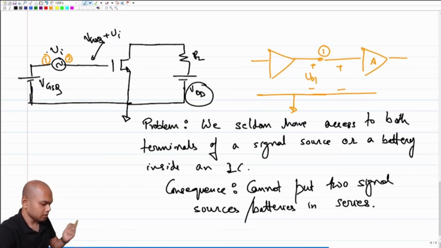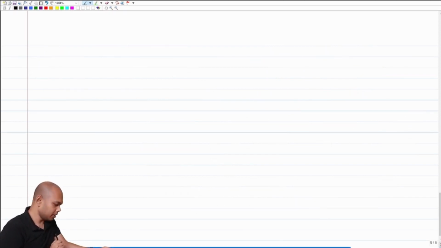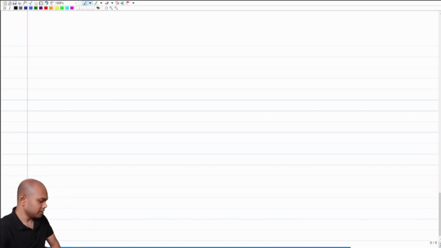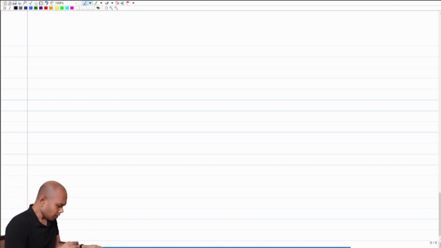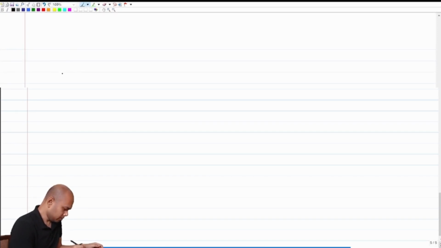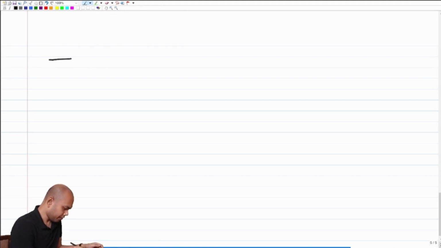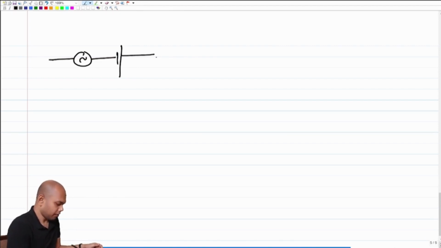If we cannot do this, what else can we do? That will be the point of discussion in the rest of this lecture. Okay, so what's the issue? To rephrase the issue, we want a scenario where we would have a signal source and a battery combination like this, where this has to be the MOSFET, right?